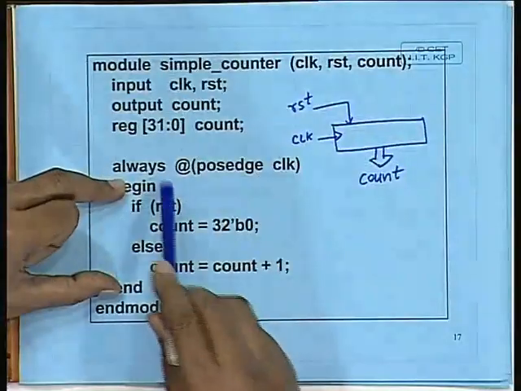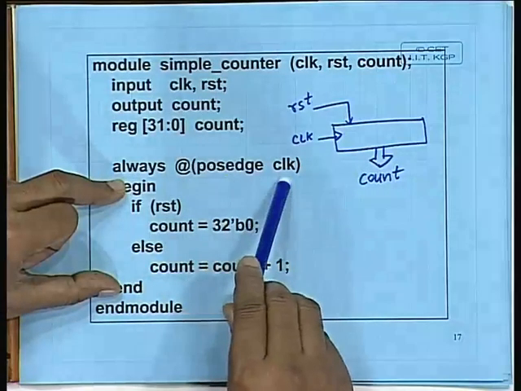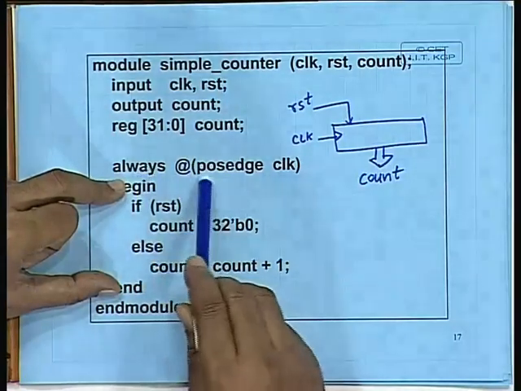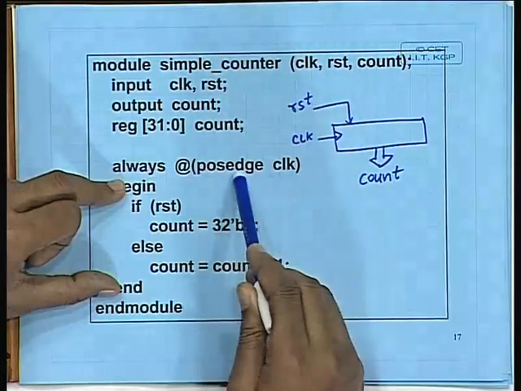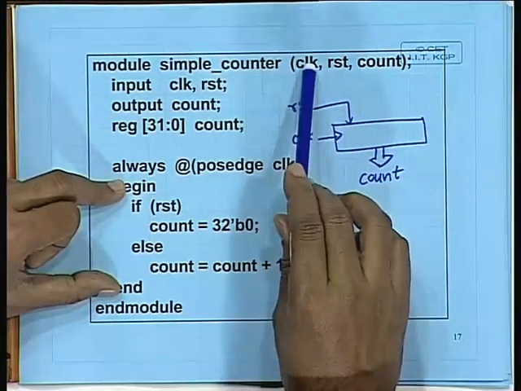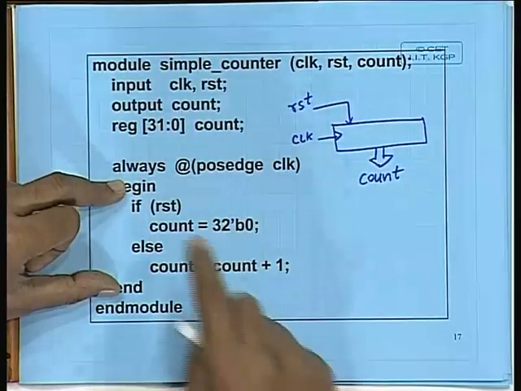Now in the body, this always is a very important statement. We will see it later more formally with different options. This says begin end, this is a block. It says that you execute this block every time there is a positive edge on the clock, always @(posedge clock). Similarly, you can specify negedge. That means every time there is a leading edge on the clock, you execute this.